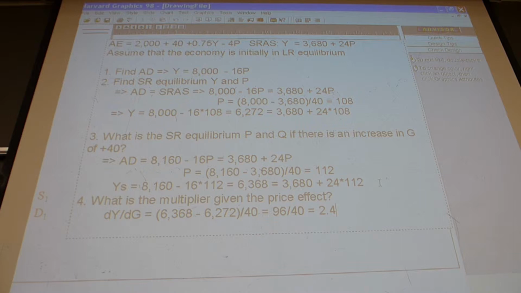I want to know what is equilibrium Y, GDP, and P in the long run. This is actually simple. But of course you have to be able to think of it. What is it in the long run?